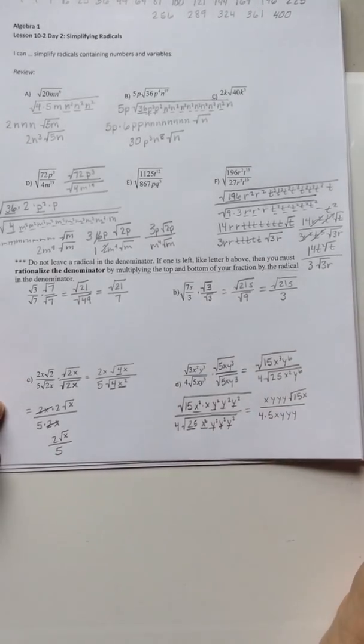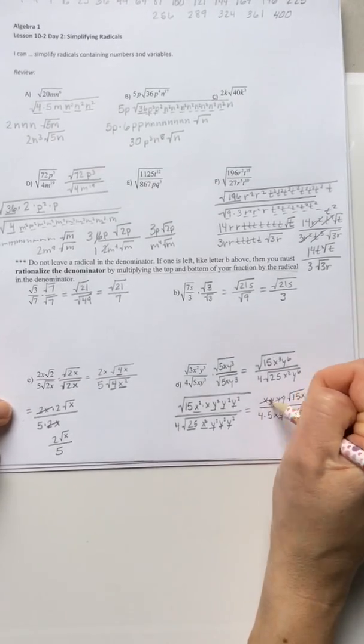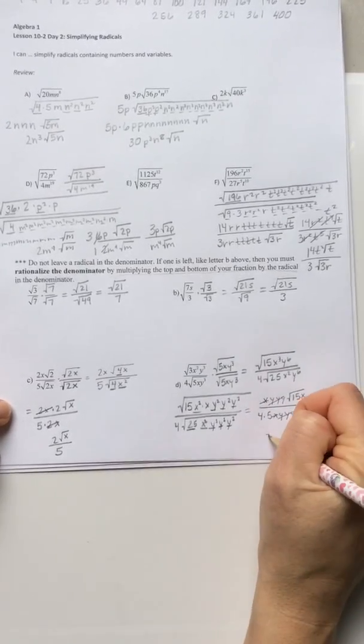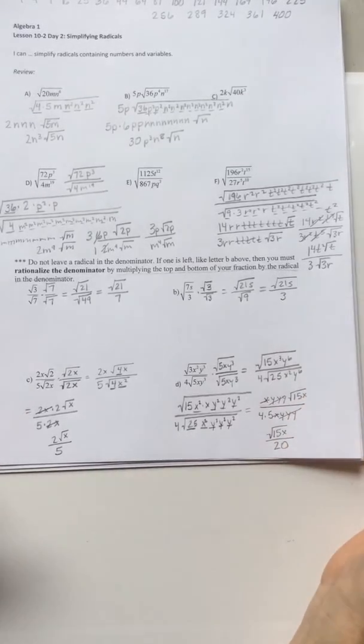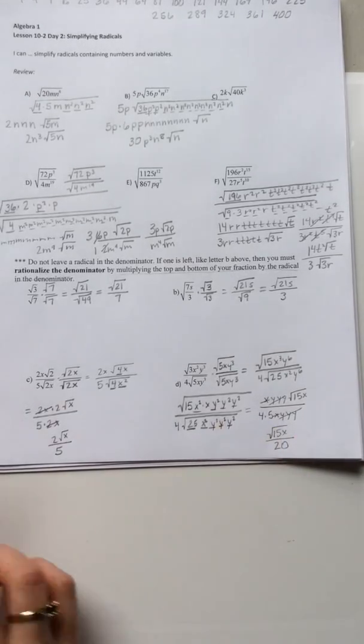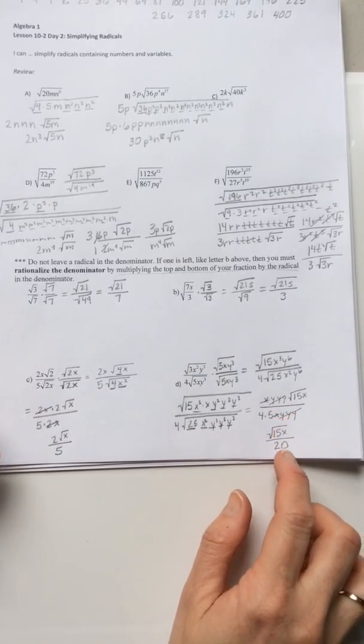Again, notice that the radicals are gone, and sometimes it's a good idea to start canceling now. 3 y's would cancel with 3 y's. X would cancel with x. So we end up with radical 15x over 20. And that 15 and 20 are not allowed to reduce because they are not both in a radical or both out of a radical. The top's in the radical and the bottom is not.